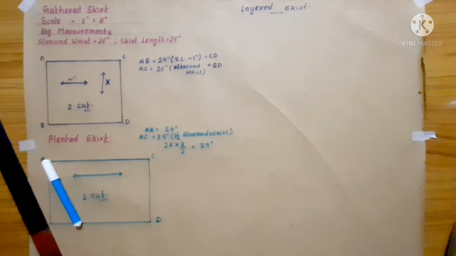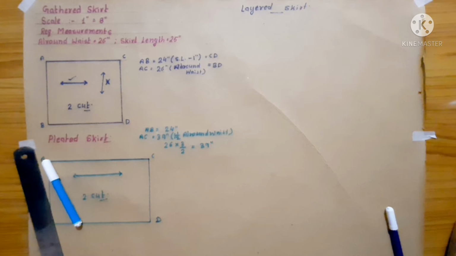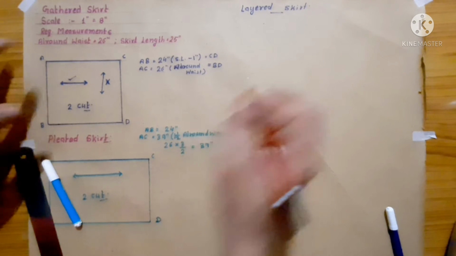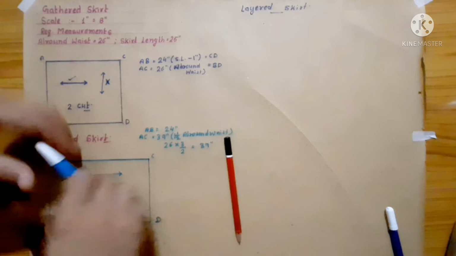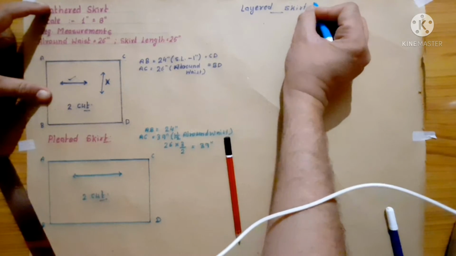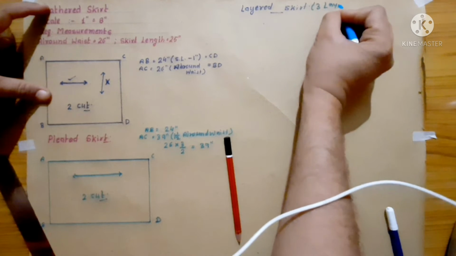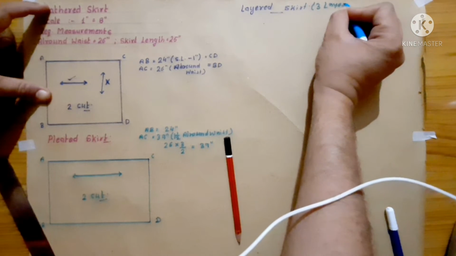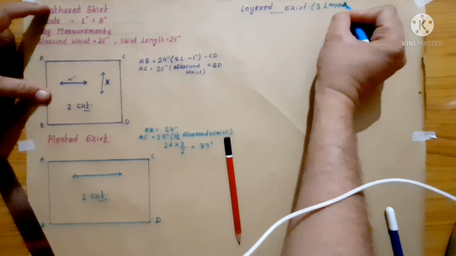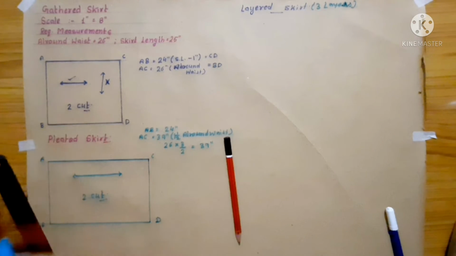All the things are same. I'll be using the same measurement, I'll be using the same scale, right? Now what we'll do, here we are making it for 3 layers. Let me mark it, 3 layers. So what we'll do, we'll create the same thing.